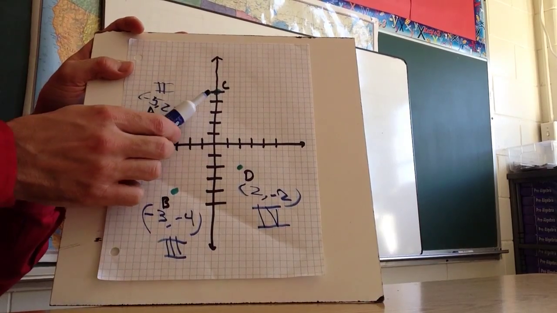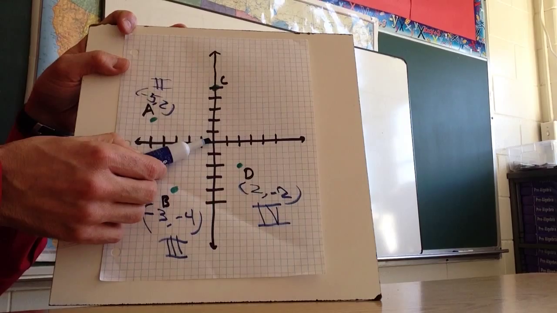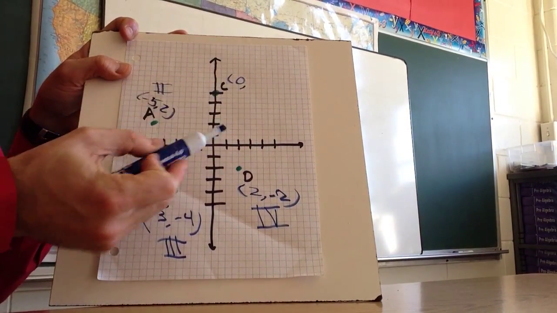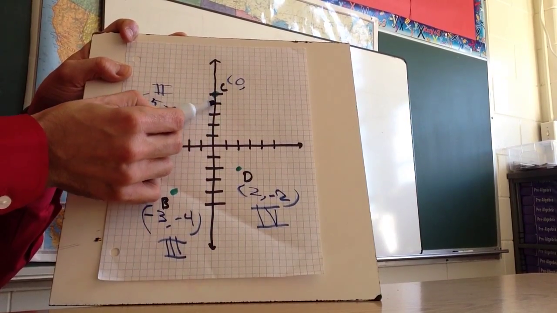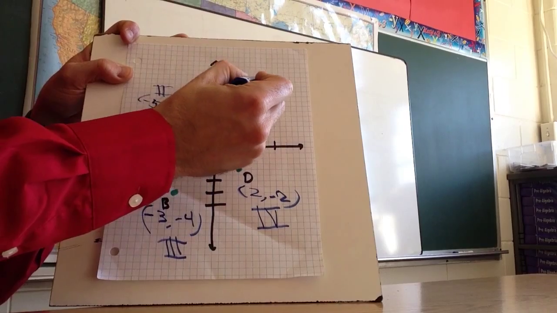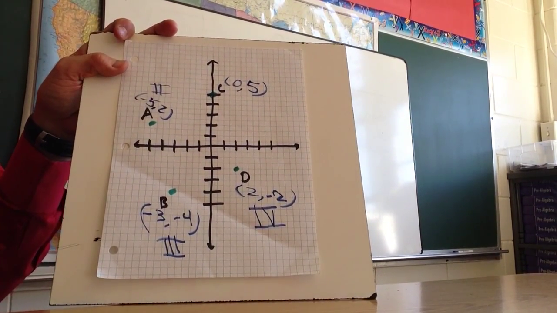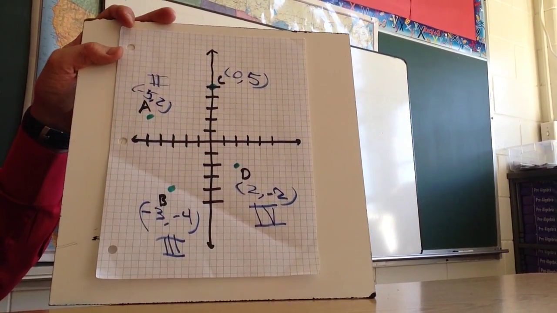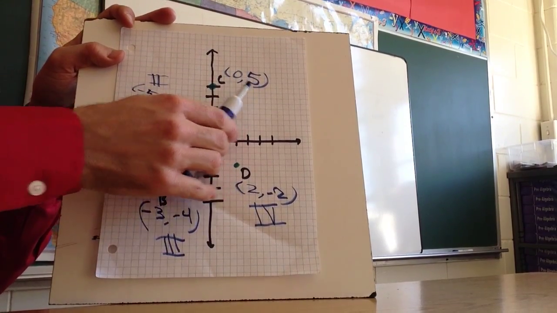Now, point C. Remember, I go x first, and starting at the origin, I'm not going to have to move for x. So x is going to be 0. Then C is up, so I'm going 1, 2, 3, 4, 5. So this is 0, comma 5. Now, this is where people get confused. Some people argue that point C is in quadrant 1. They argue that 0 is a positive number, so it would be positive, positive, which would mean quadrant 1.